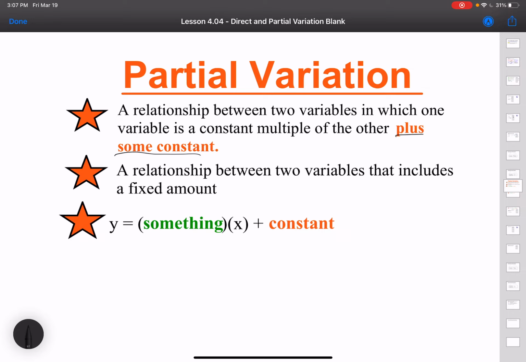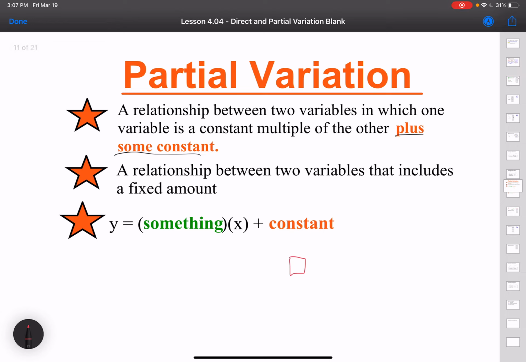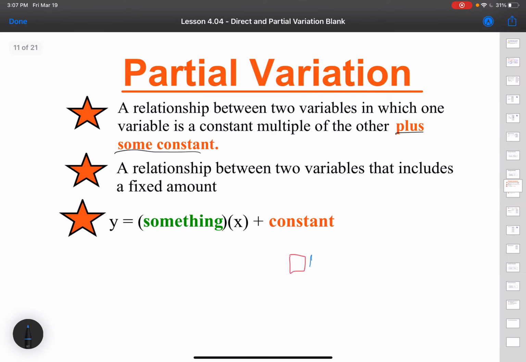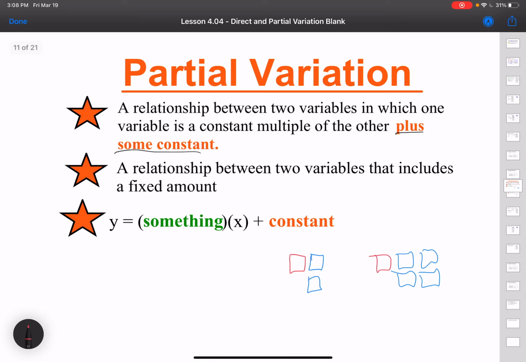And if you think back to that Desmos investigation where we had the red boxes and the blue ones, you had that pattern where it was like 2 blue boxes, then that became 4 in the next one, but the number of red ones stayed the same. So the red boxes would have been your constant, and the something that was changing was the number of blue boxes. And that's what a partial variation is. So you have sort of two parts. You have your something and you have your constant.